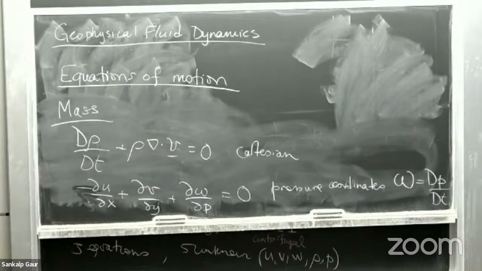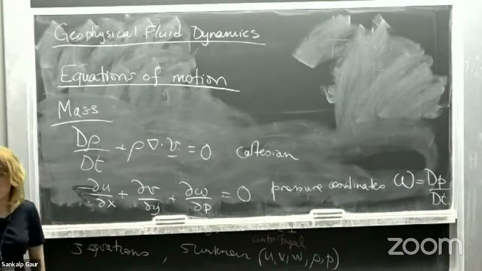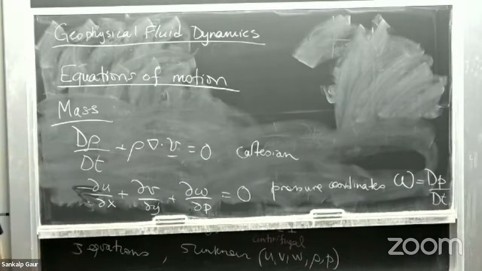Yeah, so we're going to go to hydrostatic balance in a minute. And for Earth's large scale circulation, this is a very good approximation, as we'll come to. But I put the cart in front of the horse a little bit there. So thank you for making that clear.